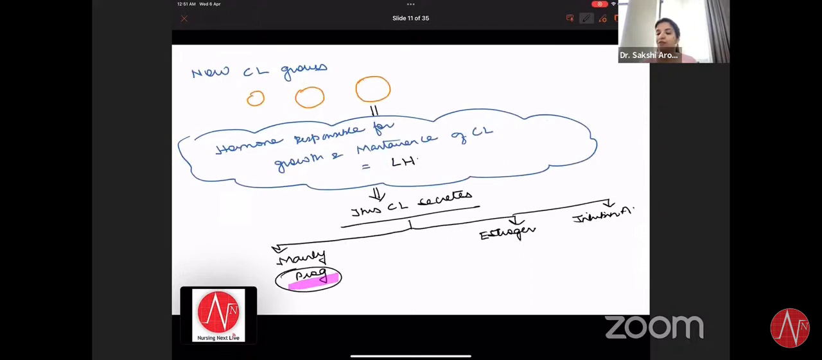What will be the function of estrogen and inhibin? Estrogen and inhibin का same function रहेगा. They will have a negative feedback on FSH. Right?